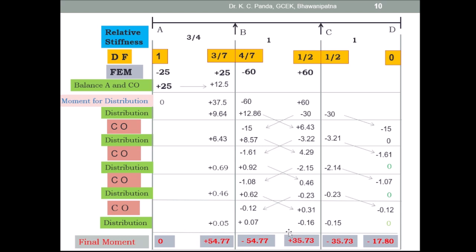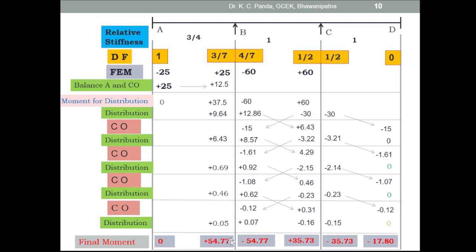So here you got the moment of negligible amount, that is here you got 0.05, 0.07, minus 0.16, minus 0.15, negligible amount, that is to the decimal point.